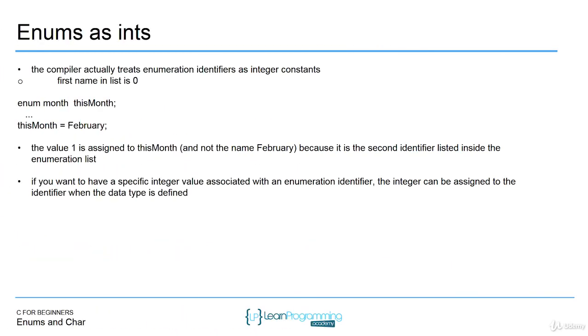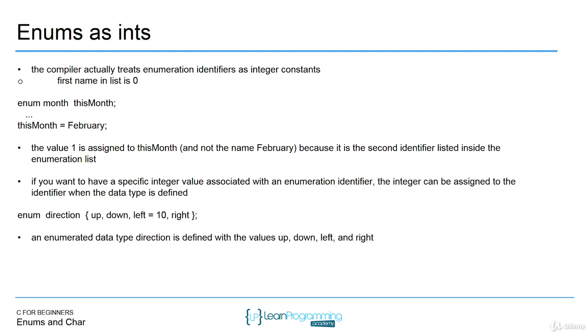Now, if you want to have a specific integer value associated with the enumeration identifier, you can explicitly assign something using the assignment operator when you define the type. So, for example, here, if we define a new enum of type direction, and we're saying that the valid values for direction are up, down, left, and right, you'll see that the third value, left, actually has an equals. That's saying that left is going to be equal to 10. So our enum type direction is defined with the values up, down, left, and right. Those are the only valid values that you can assign to variables of this type.